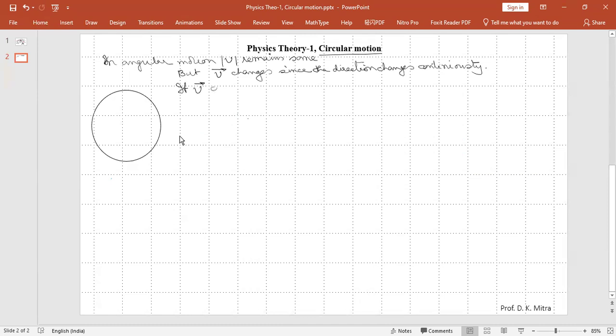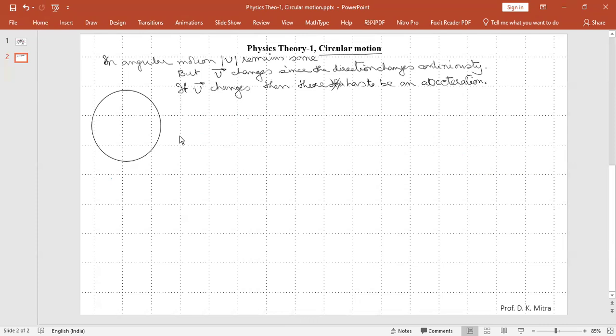velocity vector changes, then there has to be an acceleration. Because you know, acceleration by definition is the rate of change of velocity. So if velocity changes, its vector changes its direction. So obviously there is an acceleration.